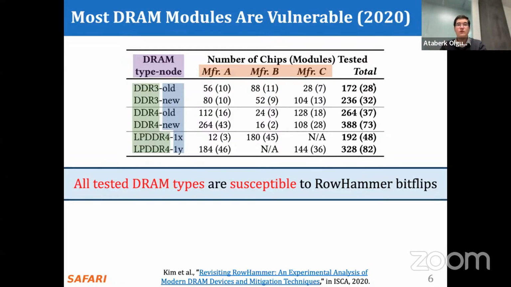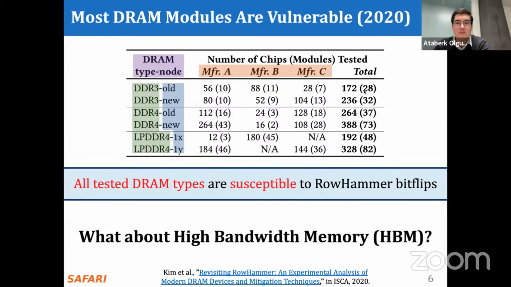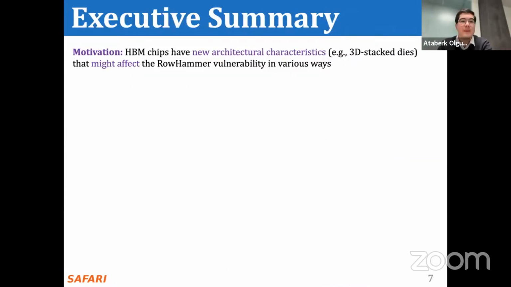Many of the newer DRAM chips of different types are also vulnerable to RowHammer, as prior work demonstrated. Considering these recent developments in RowHammer, we ask the questions: what about new high bandwidth DRAM memory? Does RowHammer exist in HBM chips or high bandwidth memory chips? And if so, how does the RowHammer vulnerability look in these chips?